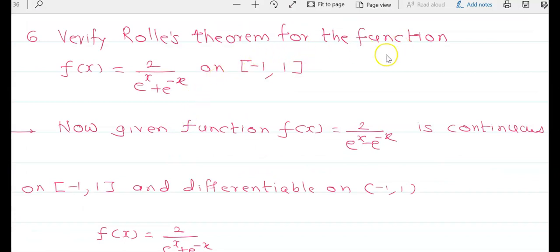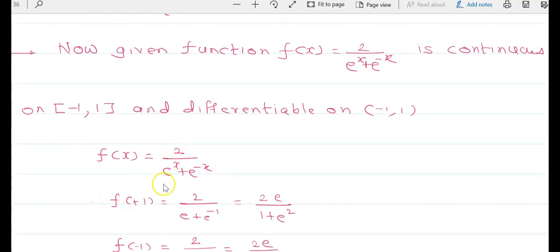Verify Rolle's theorem for the function f of x is equal to 2 upon e raised to x plus e raised to minus x on the closed interval minus 1 to 1. Now the given function f of x is equal to 2 upon e raised to x plus e raised to minus x is continuous on the closed interval minus 1, 1 and differentiable on the open interval minus 1, 1.